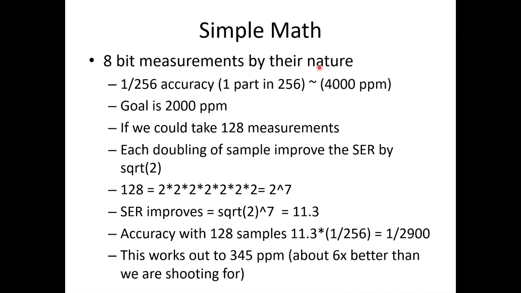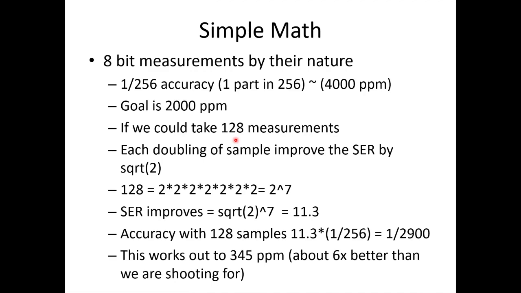So let's do some simple math. We have an 8-bit measurement. By its nature it is 1 part in 256 accurate, which works out to about 4,000 parts per million. That's not too bad. That's about twice the precision we're looking for, but of course we're not accounting for noise here. So let's see if we can get our goal to 2,000 parts per million or better. I said that we're going to try to put 250 measurements on the ramp, but let's say we roughly break that down and only give it half of that. That would be 128 measurements on the ramp, a nice round number for reasons you'll see in a moment.